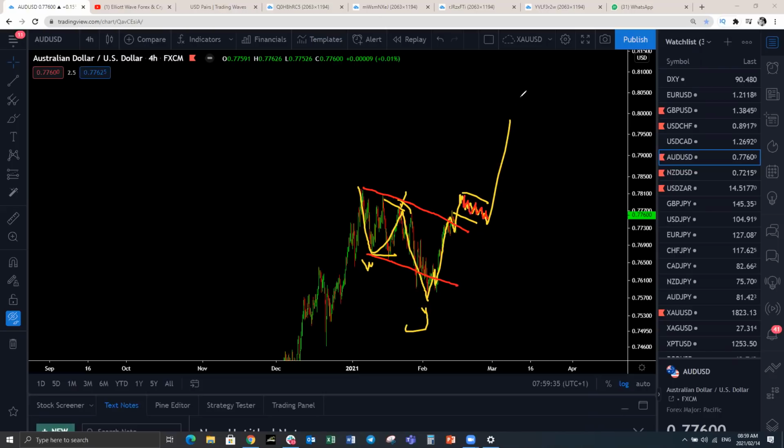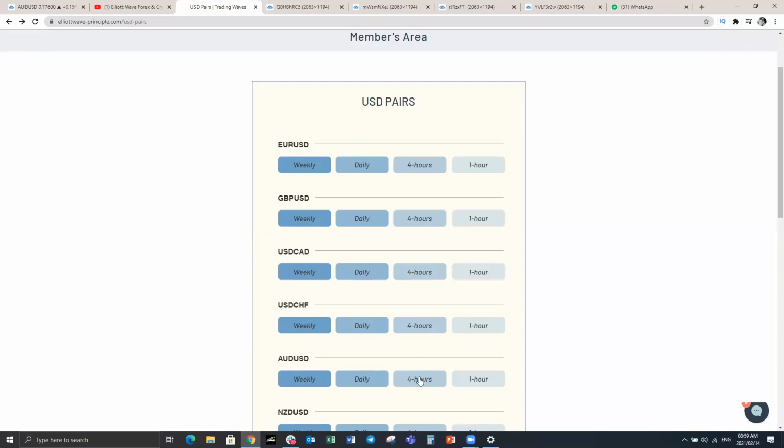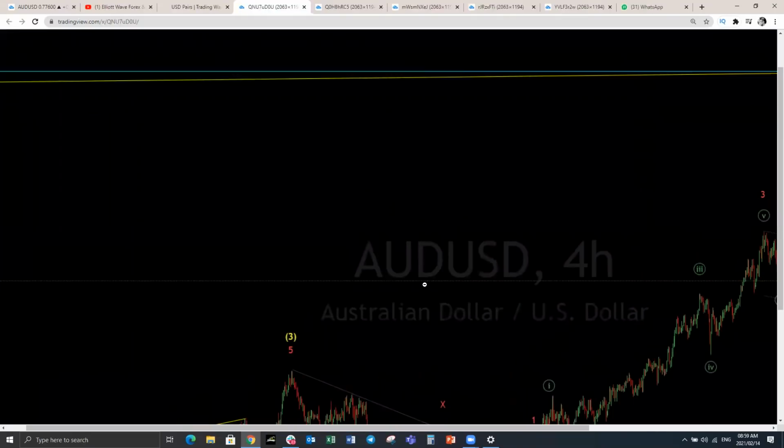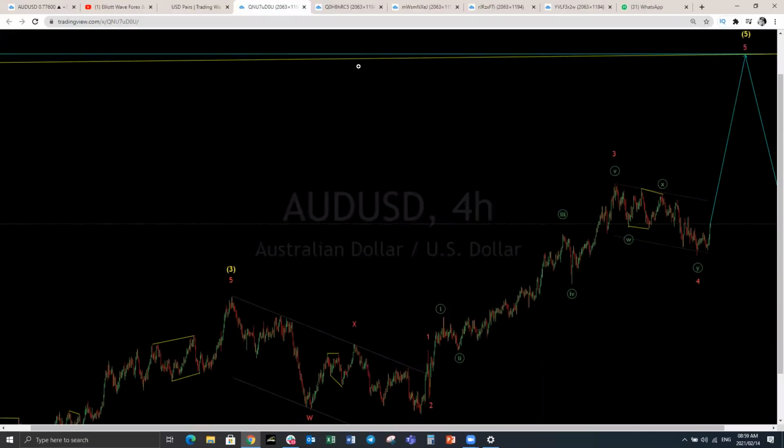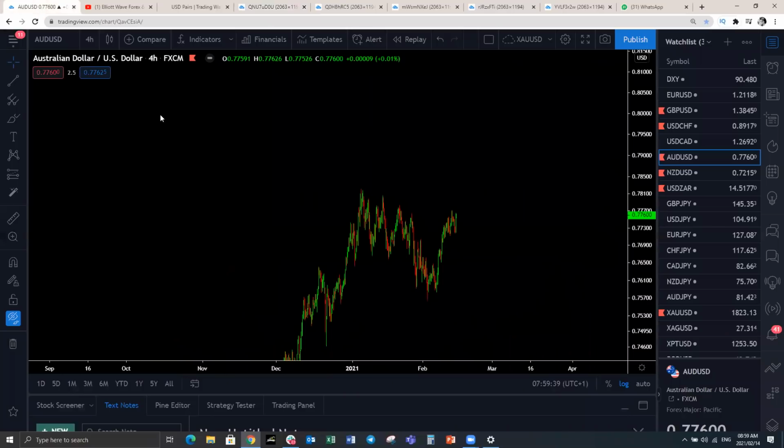You'll be looking for this to push up higher on Aussie US dollar. This is the structure here on the website, Aussie US dollar. So members have got these charts way before they play out. So now we have played out, we've pushed up higher, we are around this level, we're looking for this. So 1, 2 has played out, now we're looking for this leg to the upside. That is Aussie US dollar.